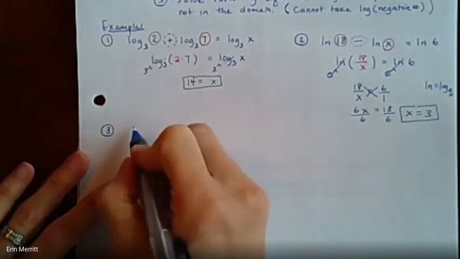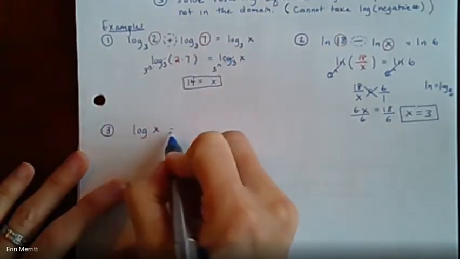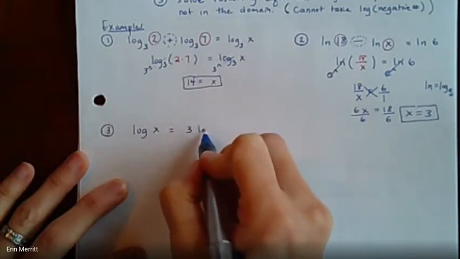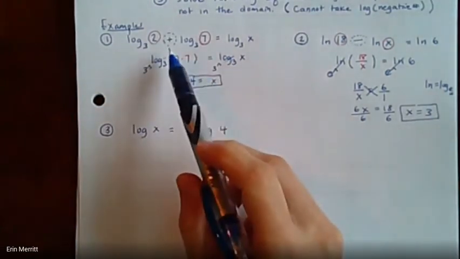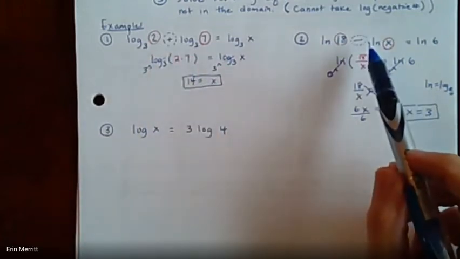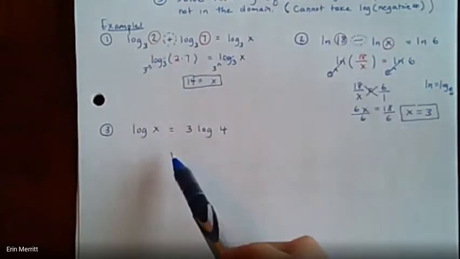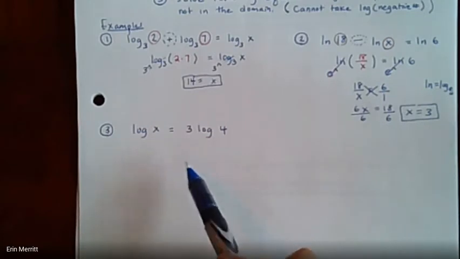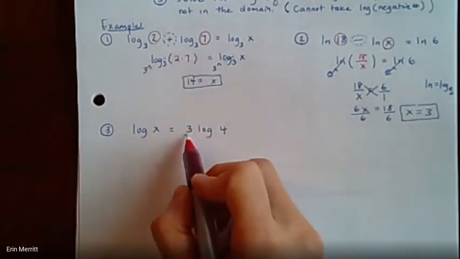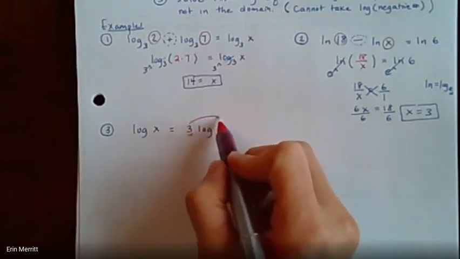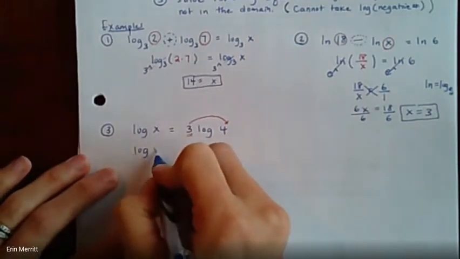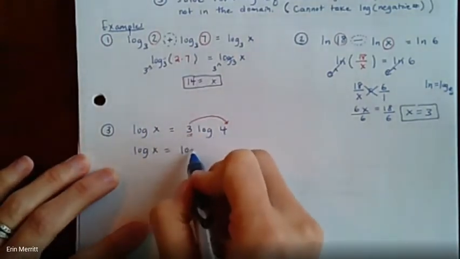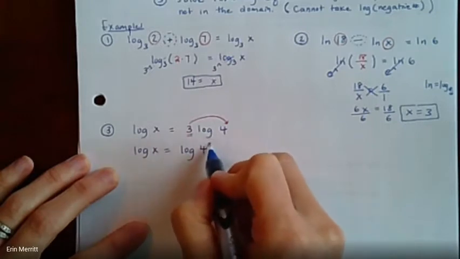All right, we've got log of x equals 3 times the log of 4. If you haven't figured it out yet, the first one was addition, so we go to multiplication. The second one was subtraction, so we used division. The third one is the last case you have to think about. When you have a number sitting in front of a log, I can take that number and bring it up and make it the exponent. So on the left-hand side, I will just keep the log of x. On the right-hand side, this becomes log of 4 raised to the third power.